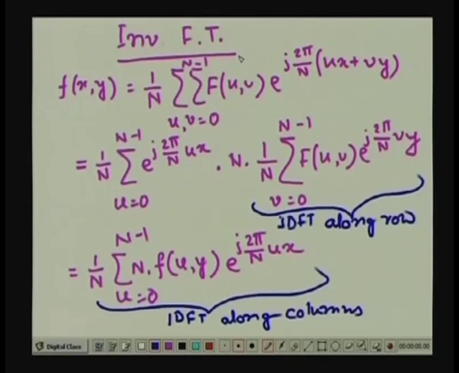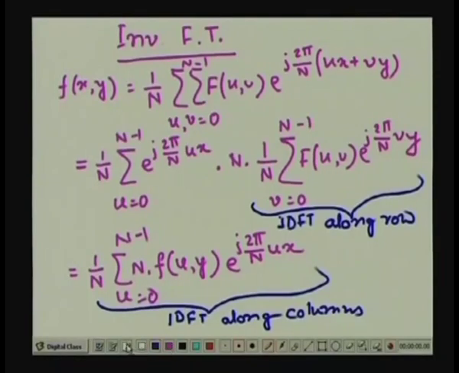So, because of this separability property, we have been able to convert the two-dimensional Fourier transformation operation into two one-dimensional Fourier transformation operations. Because it now has to be implemented as one-dimensional Fourier transformation, the operation is much simpler than in the case of the two-dimensional Fourier transformation.